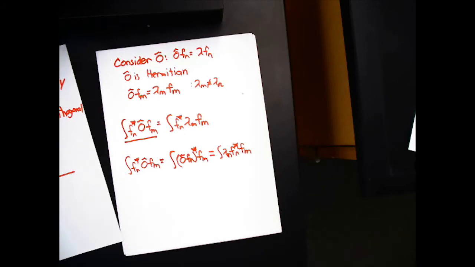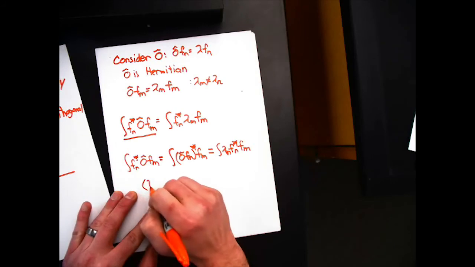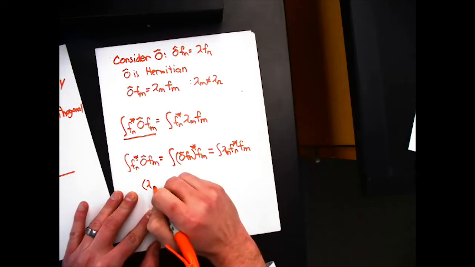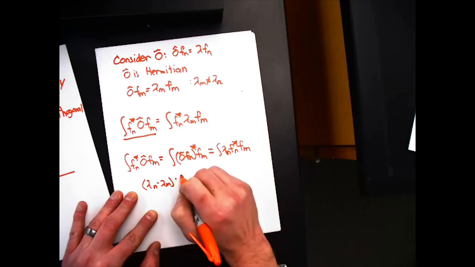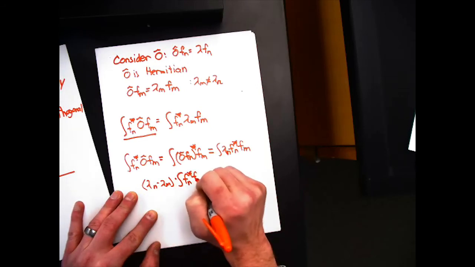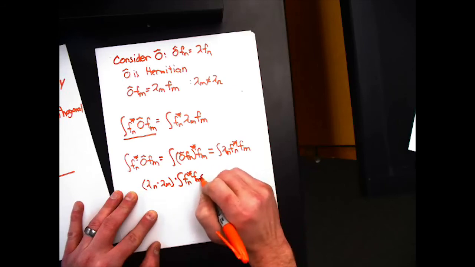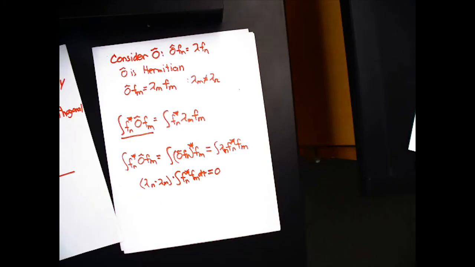And now we can subtract these two different equations from each other. And when we do that, what we get is lambda n minus lambda m times the integral of f sub n star f sub m is equal to 0, right? These two things started as the same equation, so when we subtract them, they have to be equal to 0.